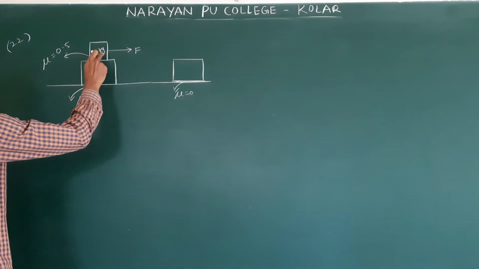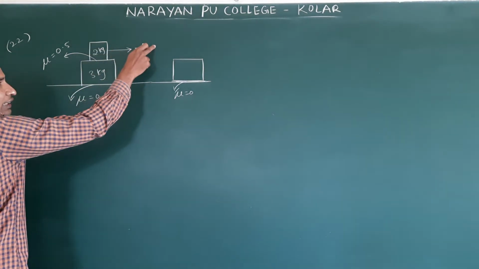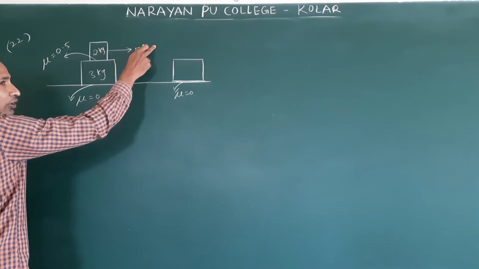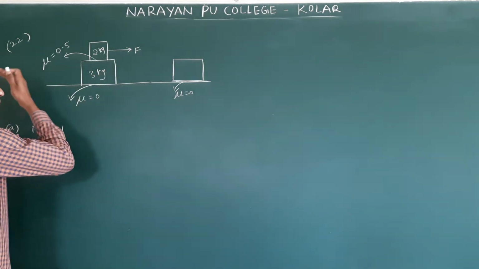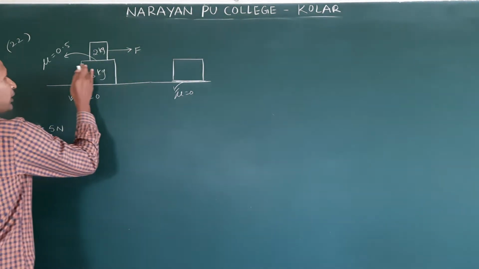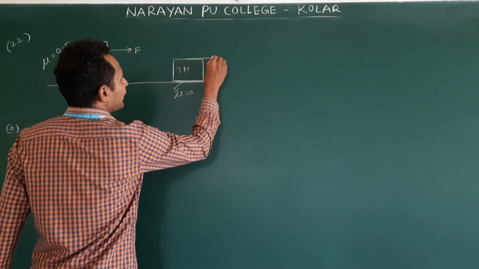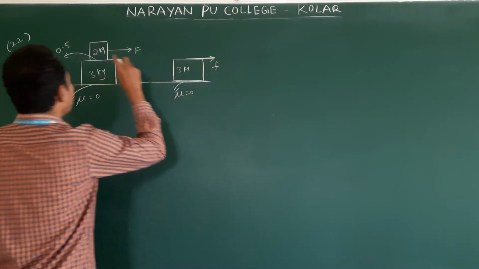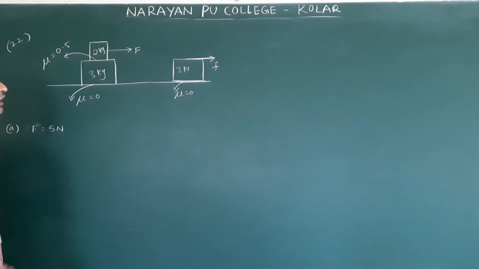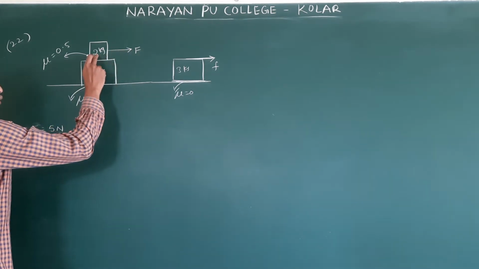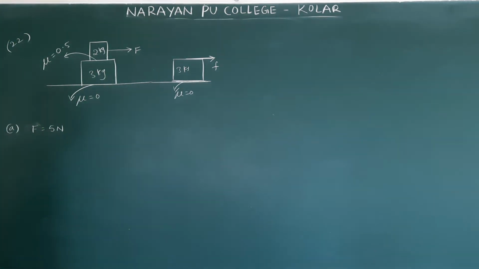Now, I am applying force on this. Clear? The body tends to move in this direction. Relative to this block, the 3 kg block is going back. Going back means friction on the 3 kg block acts in this direction. Relative to the 2 kg block, the 3 kg block is going back. But friction acts opposite to its motion.